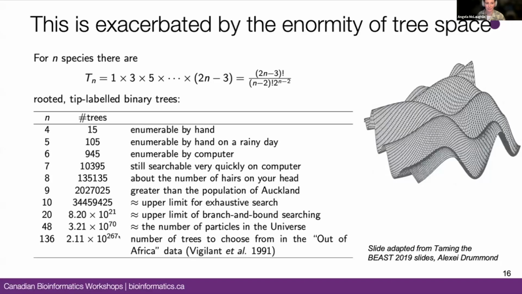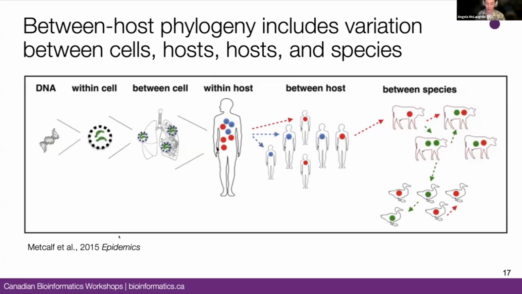So our best guess. And this is also important to interpret in light of the fact that we are sampling viruses from an epidemic. So we're looking at a between host phylogeny. However, this also includes variation at multiple levels. So within cells, between cells, within the host, across different areas, and in some cases between species. So all of that variation and diversity is kind of being compressed into this between host phylogeny.